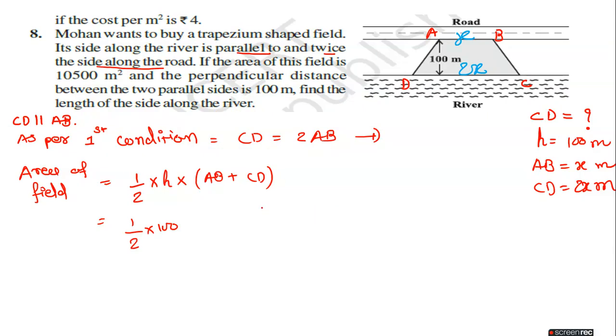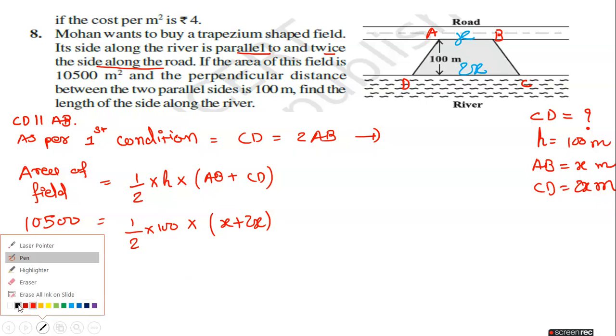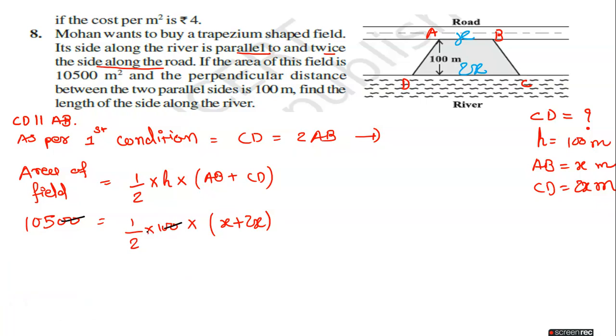Okay, then we will write x plus 2x. And this is given, area is given 10,500. So two zeros I will cut from here. These two zeros will cut and these two zeros will cut. So these two will multiply with 105. So what will come here? 210, 105 into 2 is 210, equal to x plus 2x is 3x. So value of x you can easily find, 70, and that is in meters.